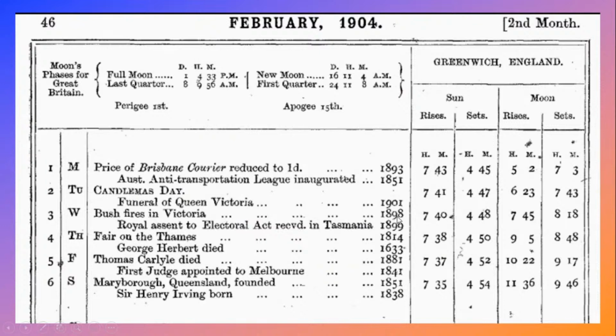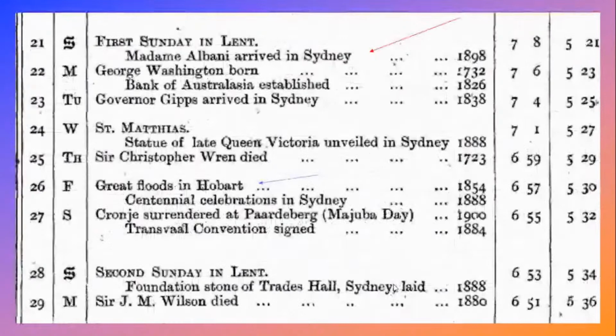It tells you all kinds of people who died during a particular period. And things like Maryborough, Queensland, founded 1851. So it allows you to build up this picture of what's going on in Australia. Continuing down, this is February, by the way, and it was a leap year, which is why there's 29 days there. I was fascinated by Madame Albani, arrived in Sydney in 1898.